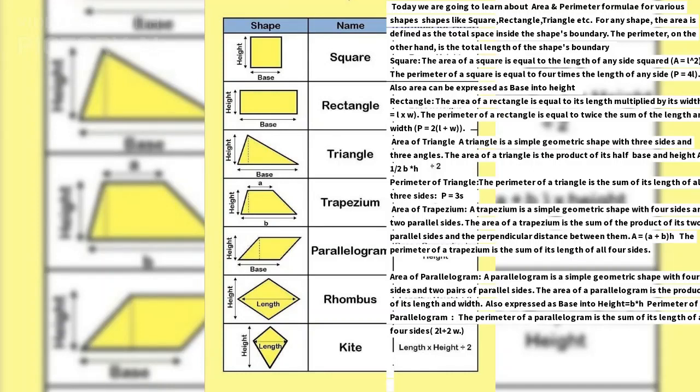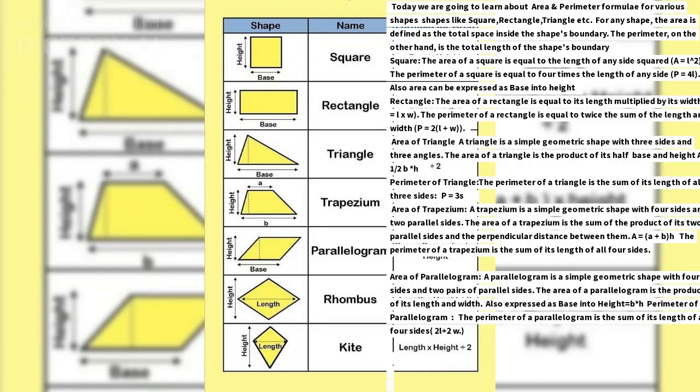Area of trapezium. A trapezium is a simple geometric shape with 4 sides and 2 parallel sides. The area of a trapezium is the sum of its 2 parallel sides times the perpendicular distance between them, divided by two, A equals (a plus b) h over 2. The perimeter of a trapezium is the sum of the lengths of all 4 sides.